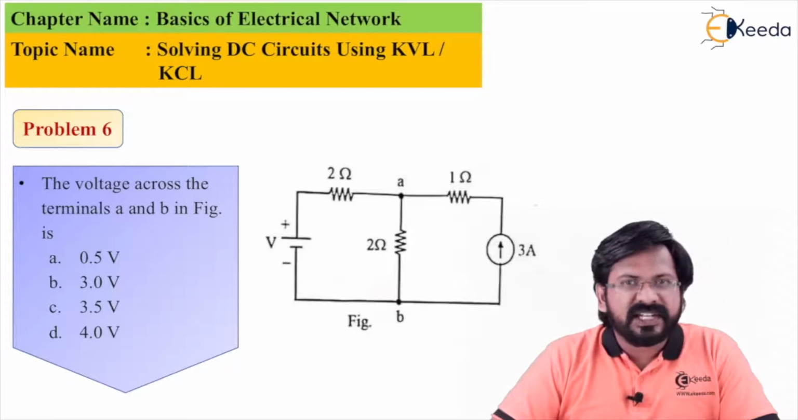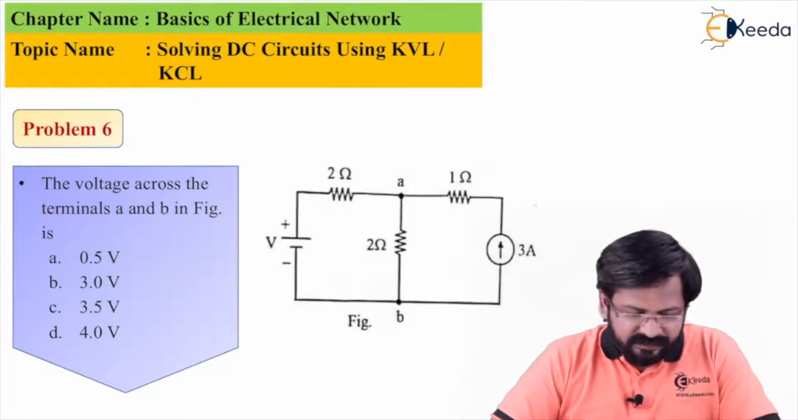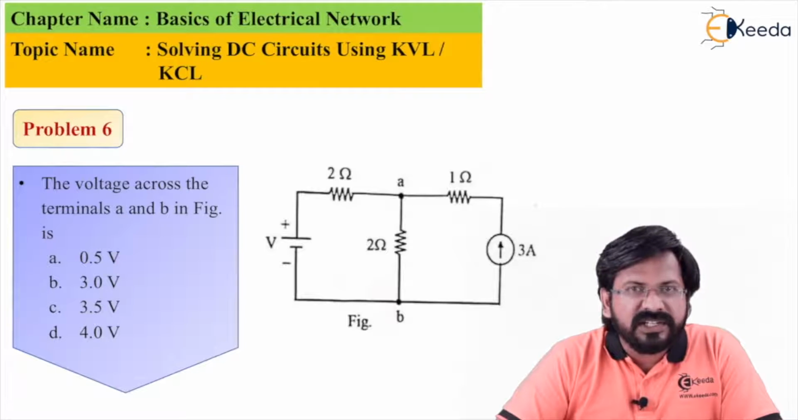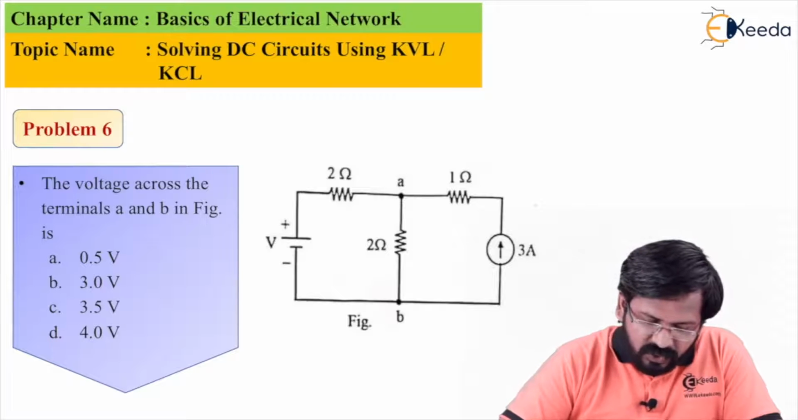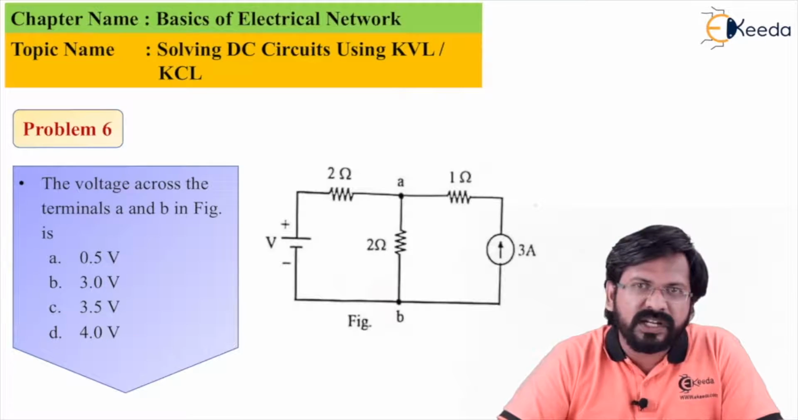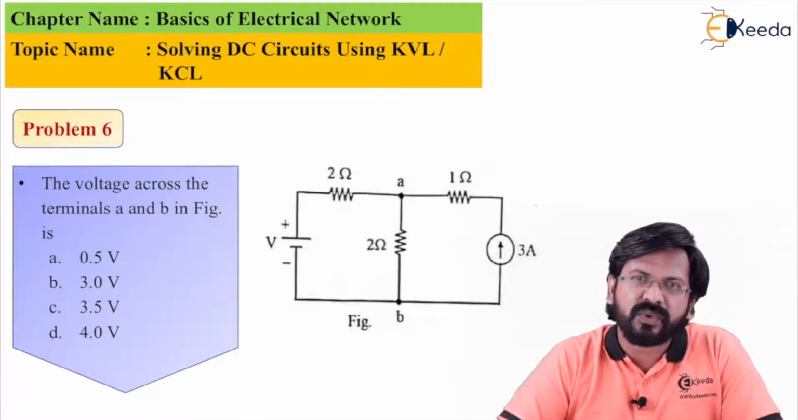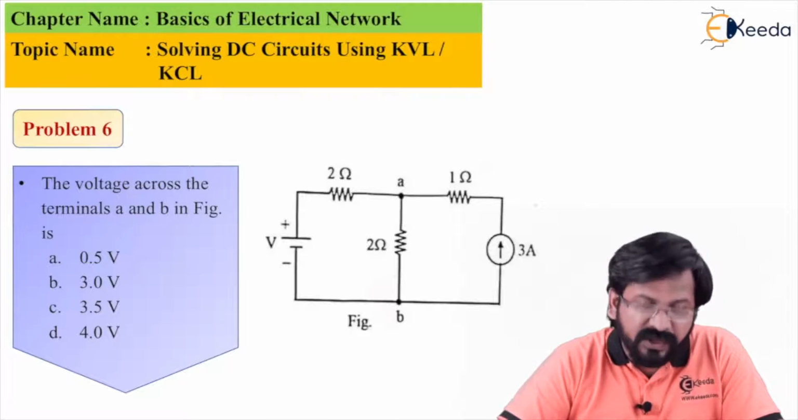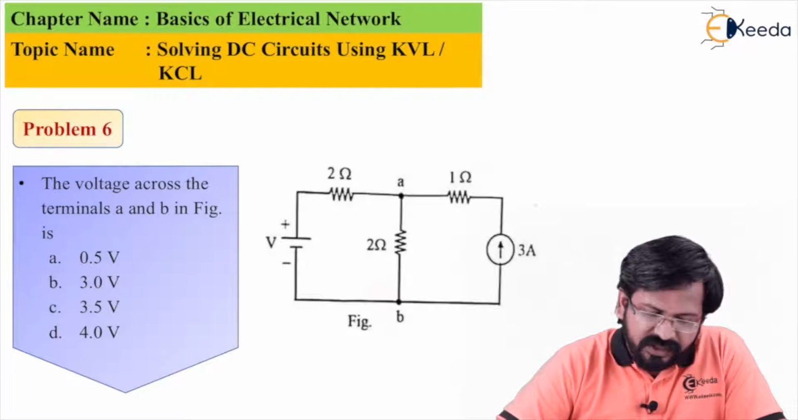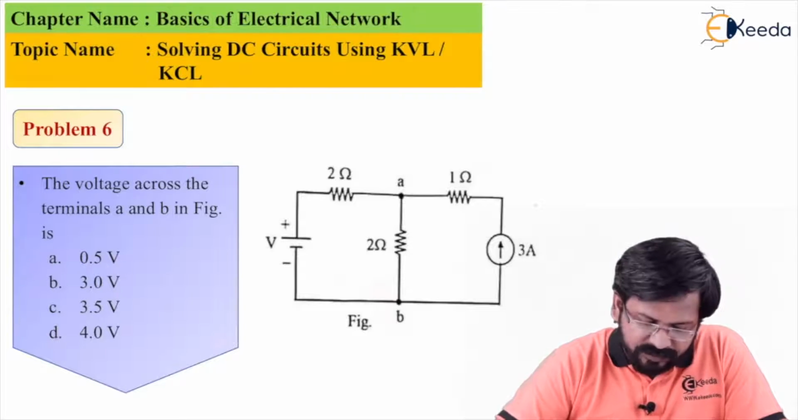So problem number 6 is appearing on your screen. What it says is, you have to find the voltage across terminals A and B. A and B terminals they have already defined, across which you have to find the voltage, for which they have given you a total of 4 options, which are 0.5 volt, 3 volt, 3.5 volt and 4 volt. Let us see how to approach this problem.